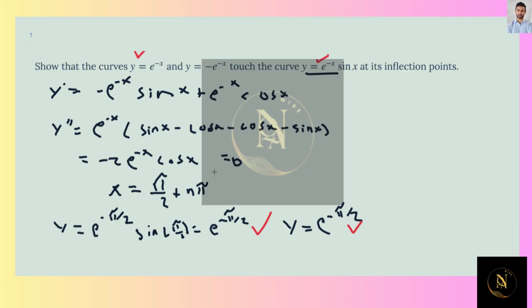Now for negative e to the minus x, it's not. You have to remember that there are multiple inflection points. In fact, there's an inflection point every n pi. So we have to find a point where e to the minus x will be times negative 1. So when does sine equal negative 1? Well, you could do 3 pi over 2 or just simply negative pi over 2.